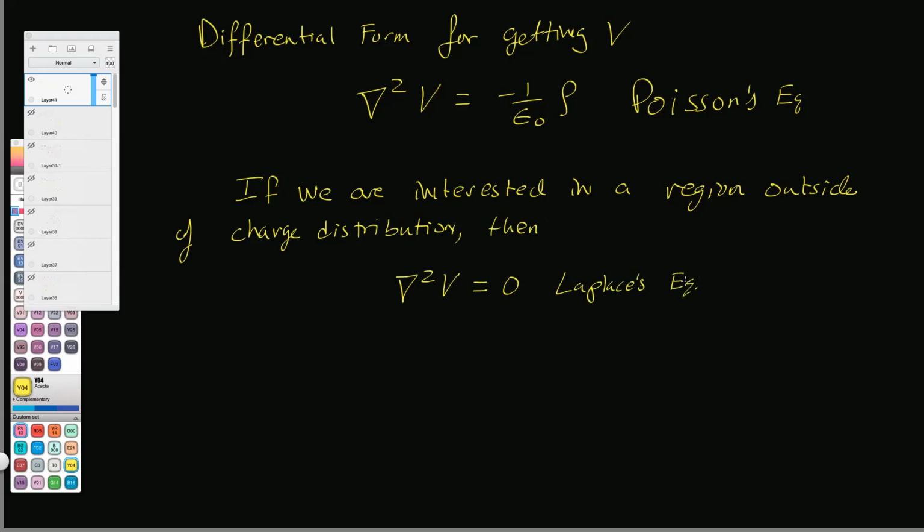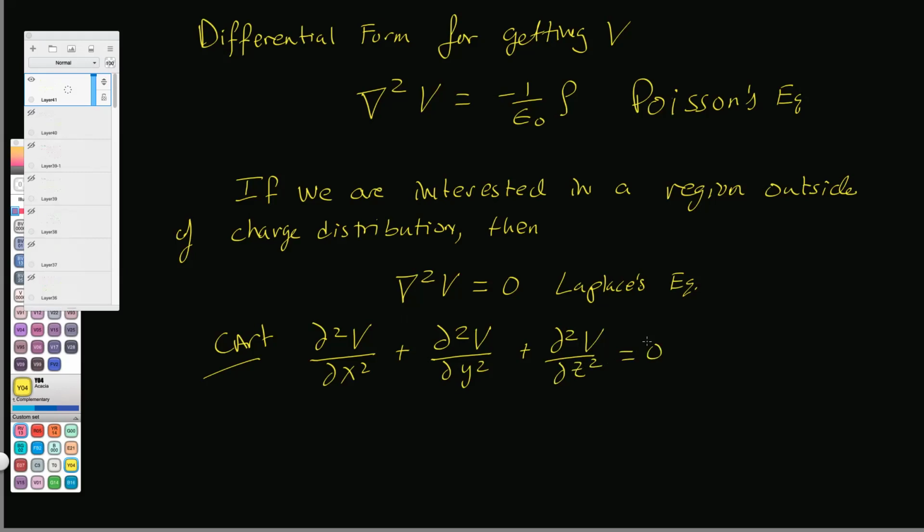In Cartesian coordinates, what does this look like? Del squared V is the partial derivative squared of V with respect to x, plus the partial squared of V with respect to y, plus the partial squared of V with respect to z, equals 0. That's what the equation looks like. The solutions to this equation are called harmonic functions, just so you know the nomenclature.